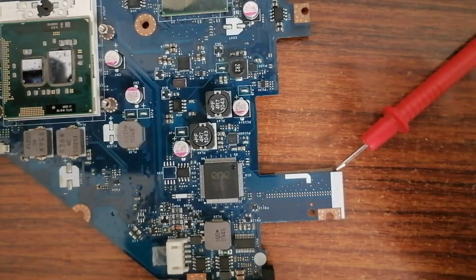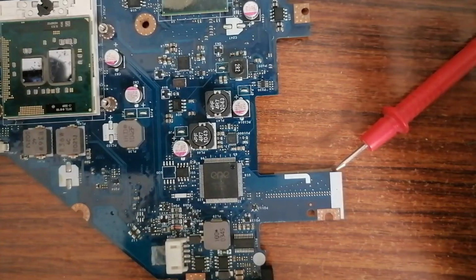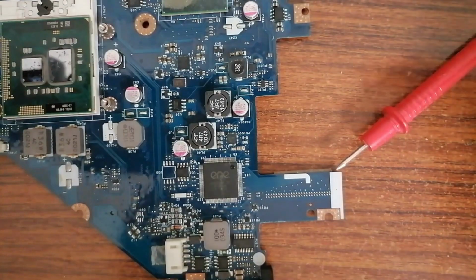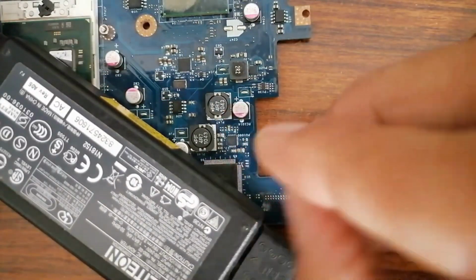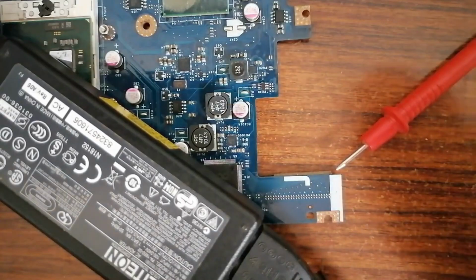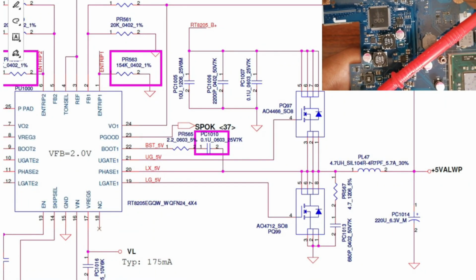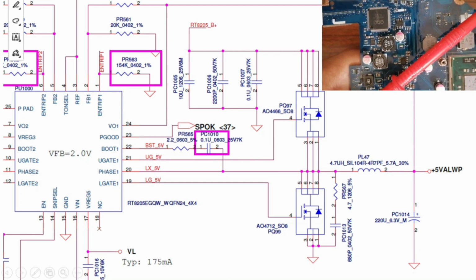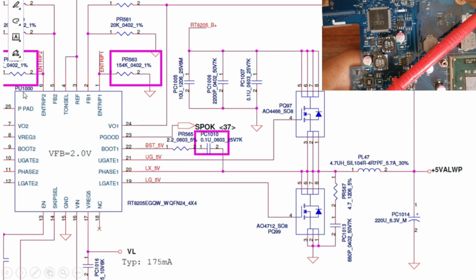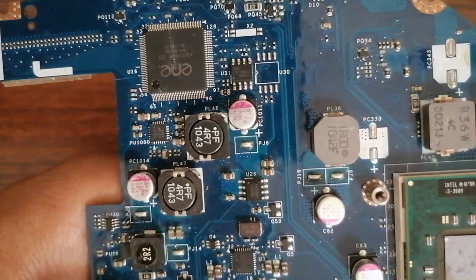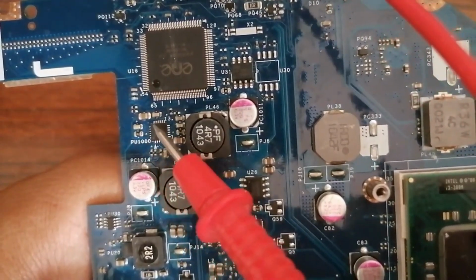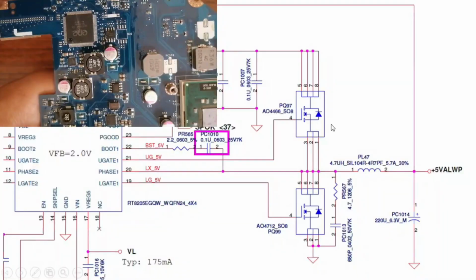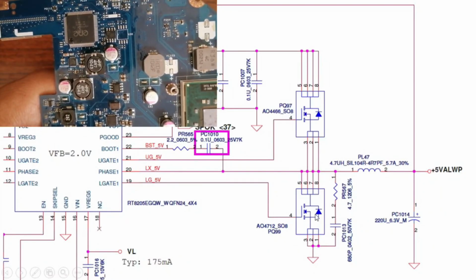So let's go deeper and see exactly the component references. After that, I'm going to plug the adapter to the motherboard and then follow the voltages step by step. Let's begin, for example, with plus 5 volt. As you can see, we have the IC. The reference for the IC is PU1000. So this is the controller IC. Then we have two MOSFETs, as you can see.